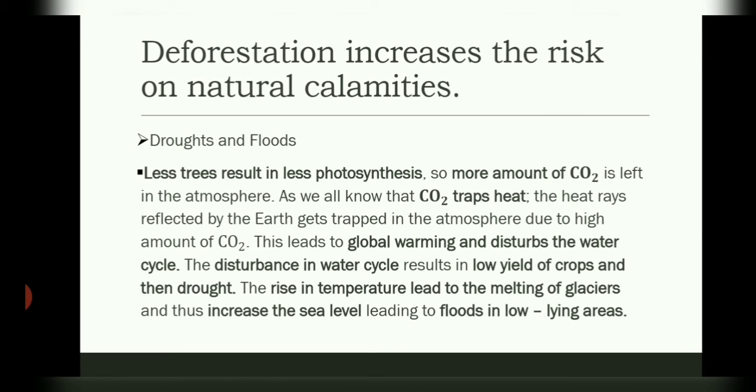Deforestation increases the risk of natural calamities. How? Droughts and floods. Fewer trees result in less photosynthesis, so more CO2 is left in the atmosphere. As we all know, CO2 traps heat, so the heat rays reflected by the earth get trapped in the atmosphere due to the high amount of CO2. This leads to global warming and disturbs the water cycle. The disturbance of the water cycle results in low crop yield and then drought. The rise in temperature leads to the melting of glaciers and thus increases the sea level, leading to floods in low-lying areas.